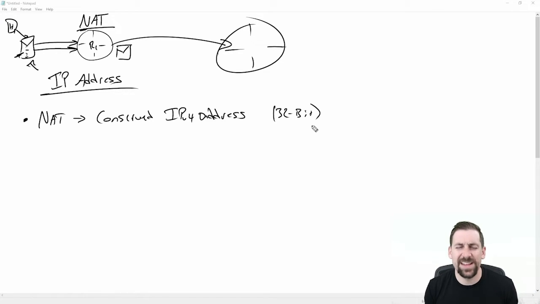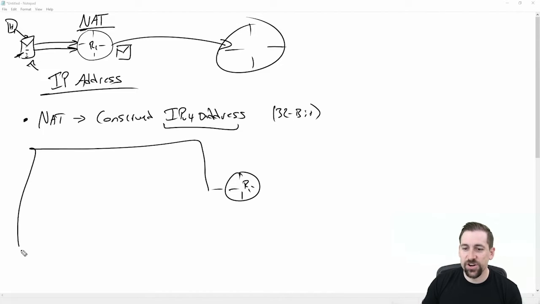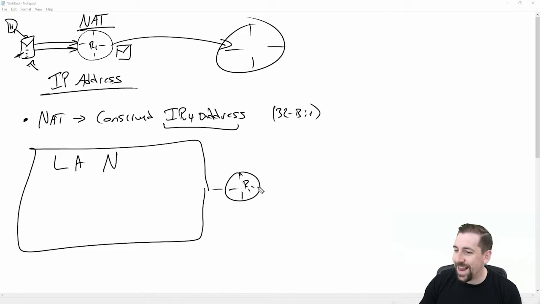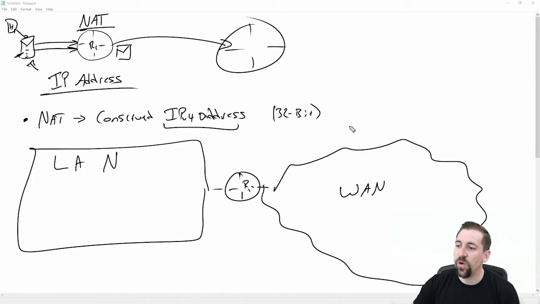We could talk about what that means contextually in terms of the regional registries and IANA and things like this, but we're not going to get into that in this video. What it means is we were running out of IPv4 addresses, and what they said is, well, what if I had my edge router here, R1, and I had my internal LAN, my local area network, and I had the WAN, the wide area network, the world, and these all require global IP addresses.